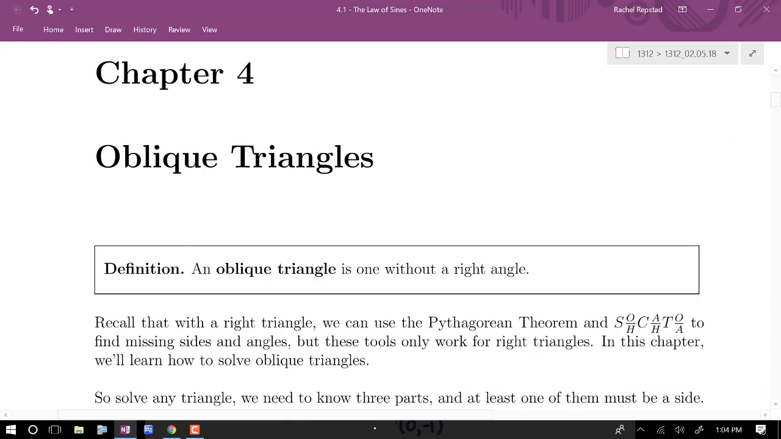So overall, the broad topic in this set of notes in this chapter is oblique triangles. Oblique triangles are just triangles without a right angle. We know exactly what to do if we have a right triangle. We have Pythagoras and we have SOHCAHTOA. So what we're going to do now is specifically examine what we do when Pythagoras and SOHCAHTOA are no longer available to us.